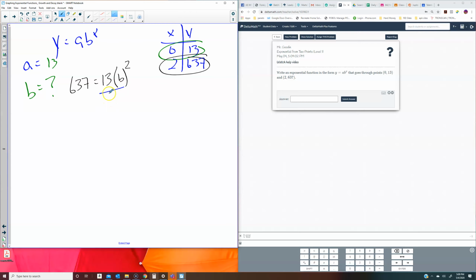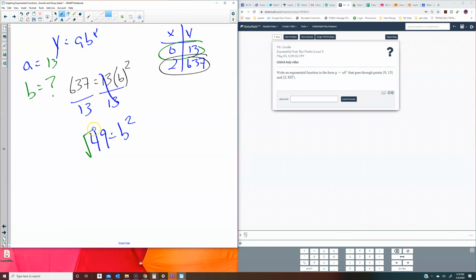Get b by itself. Now, 13 divided by 13. 637 divided by 13, what is that? 637 divided by 13 equals 49. 49 equals b squared. Now in this case, we're going to do the square root. Square root gets rid of a square. You could put that 2 here if you wanted to, but a square root is just a square root, you don't need to put the 2. So we should know this is going to be b is equal to 7.